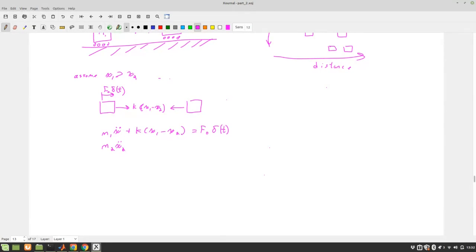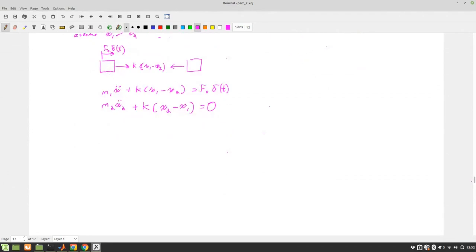Okay. Plus k of x2 minus x1 equals 0. Right? Taking the Laplace of both of these equations. So again, let's assume 0 initial conditions, right? That's going to make our Laplace easier. We like easy. So let's take the Laplace of the first equation.